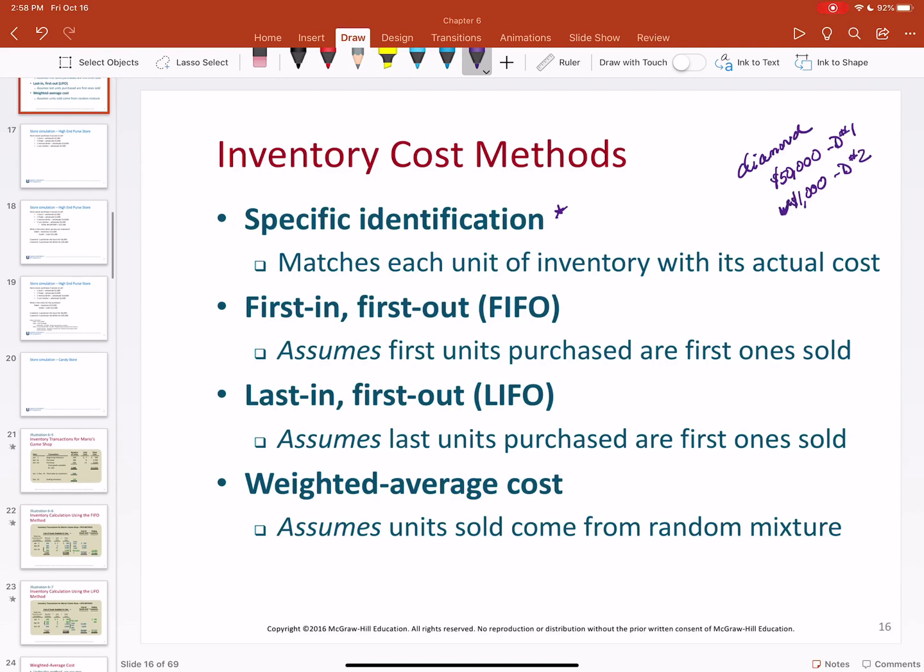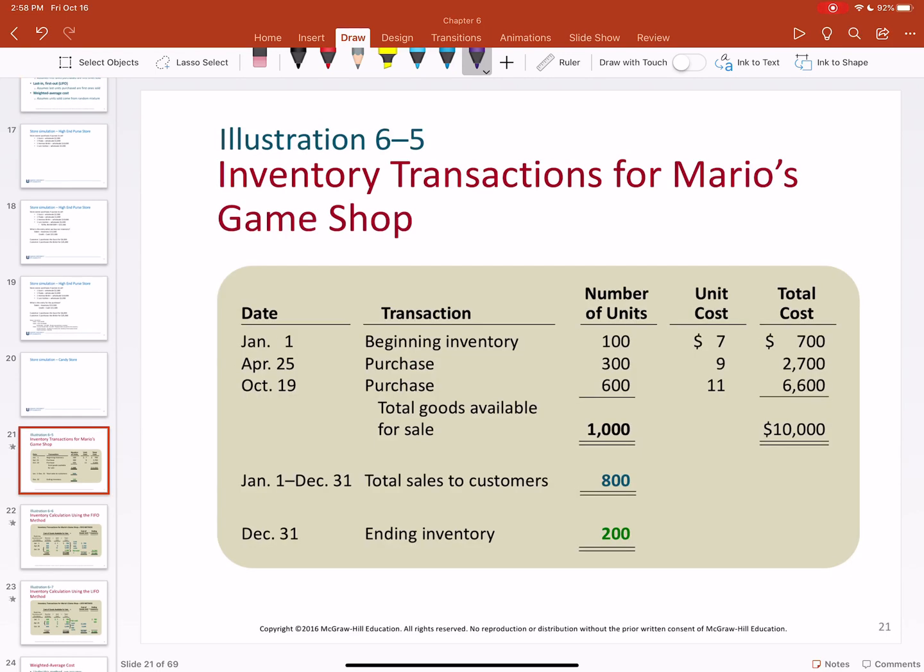Let's look at our balance sheet. So let's start with Mario again. We've got his beginning inventory, we've got purchases, and we've got sales. So pay attention to a couple of these numbers.